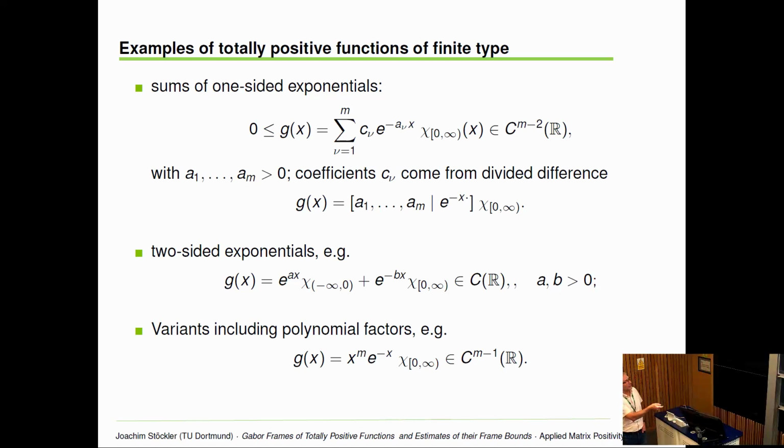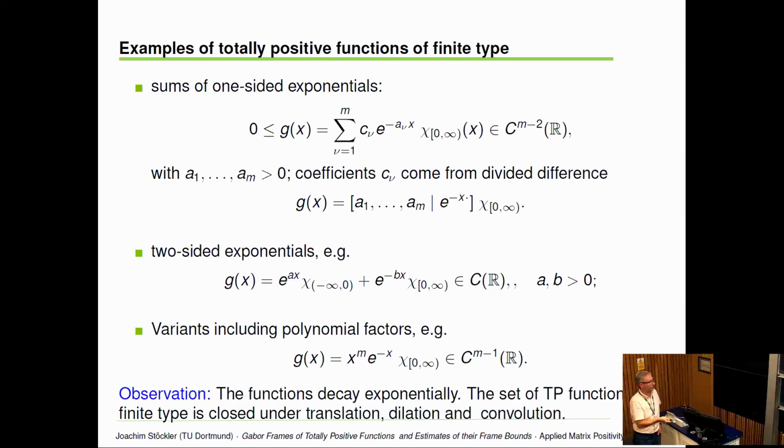And then, of course, you have different signs, and then you spread over the whole line with exponentially decaying functions in the positive half and in the negative half with different exponents. You can convolve them, and this is written down here, and you can have polynomial factors in front. Those are the typical types we look at when we look at the totally positive functions of finite type.